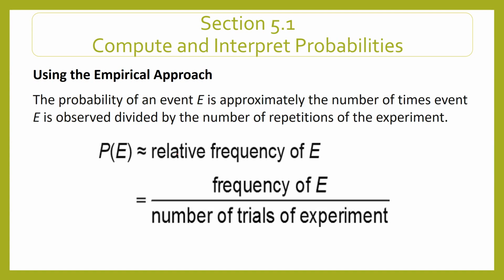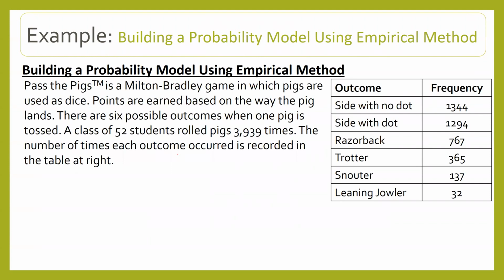And this is very close to what we learned before. It's just the relative frequency of E. For example, Pass the Pigs is a Milton-Bradley game in which pigs are used as dice. Points are based on the way the pig lands. There are 6 possible outcomes when one pig is tossed.